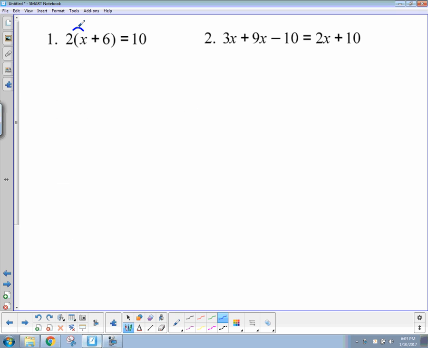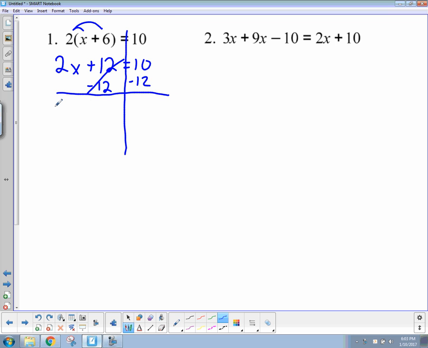Remember, double rainbow, distributive property. 2 times x is 2x. 2 times 6 is 12, equals 10. Again, you can draw your line if you wish. We need to subtract the 12 first. What you do to one side, you do to the other.